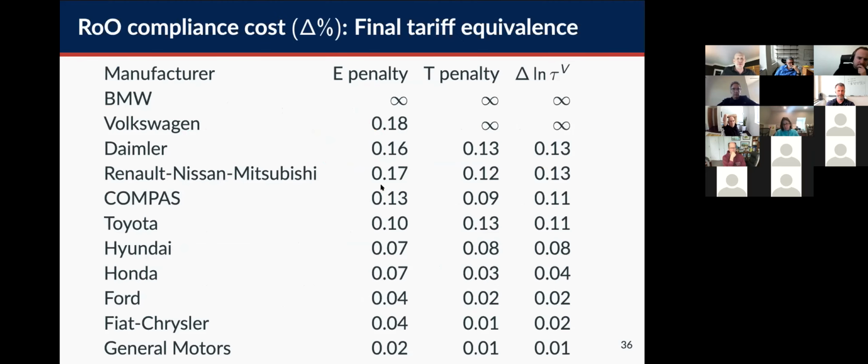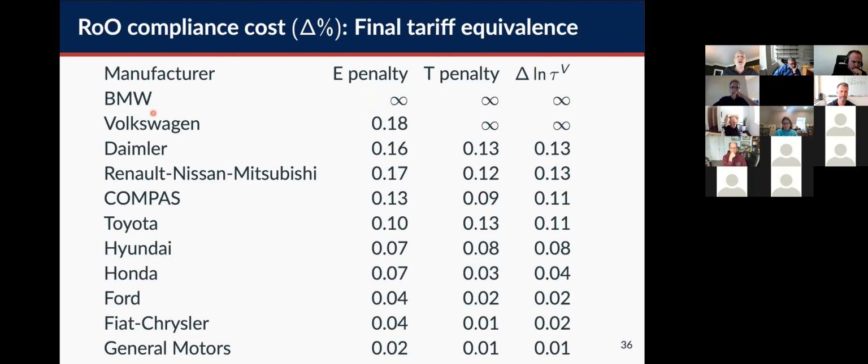And so this is the final thing that I wanted to show you, which is that now we can do these counterfactuals just based on the data. Now, of course, I can't think about, well, what's a 60% rule of origin? What's a 75% rule of origin? We're going to need the data for that. But what I can show you is, if you forced the NAFTA assemblers to source engines and transmissions within NAFTA, what would be the percentage cost increase that would entail? And so you see the estimates here.